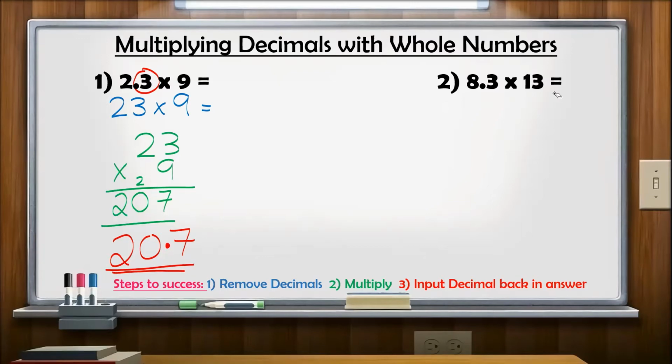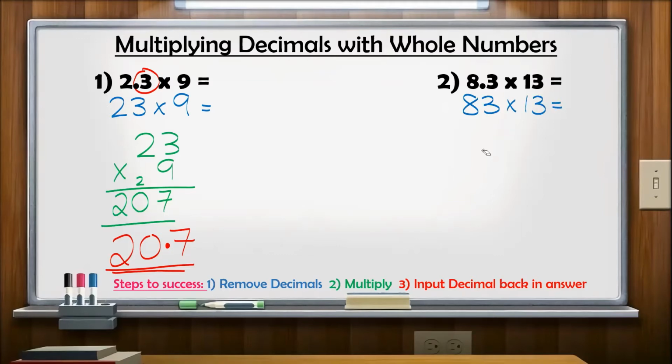Moving on to example 2, 8.3 times 13. So again, we will follow our steps to success to get our final answer. Step 1 instructs me to set up the question by rewriting the problem by removing the decimal point. So 8.3 times 13 will now become 83 times 13.